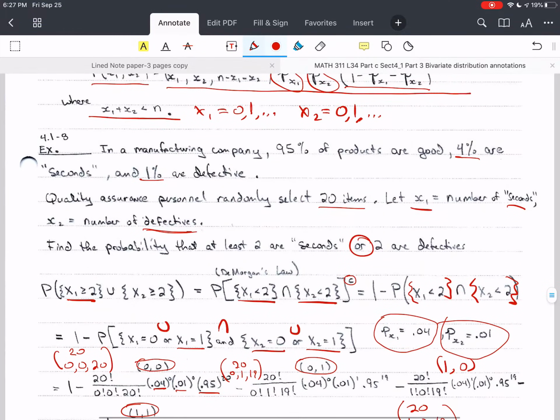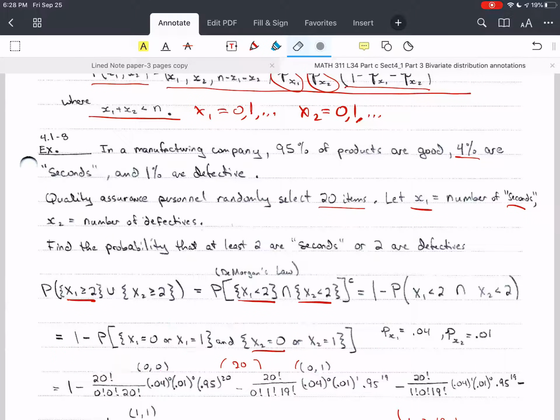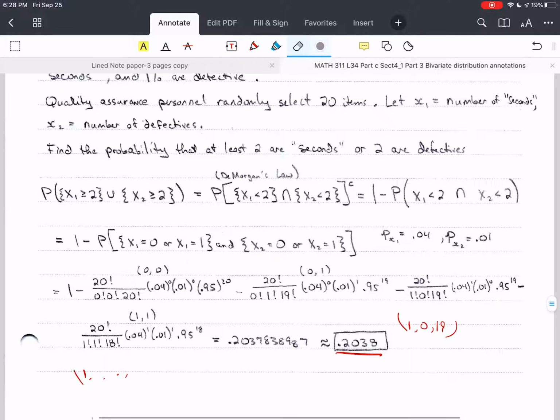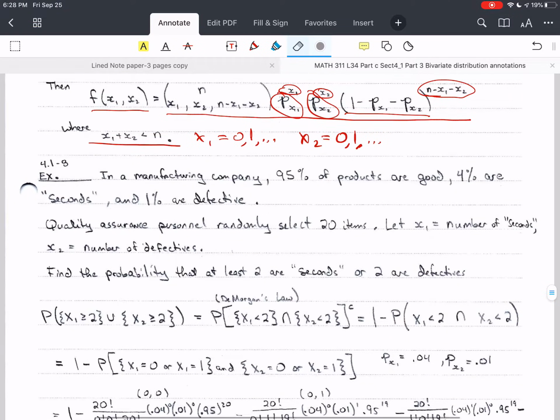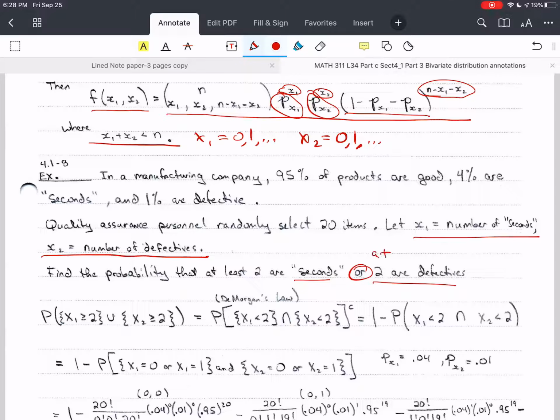Okay, so in a manufacturing company, 95% of the company's products are good. They meet specifications. And 4% are seconds, and 1% are defective. Our quality assurance personnel randomly select 20 items. We're going to let x1 be the number of seconds, x2 the number of defectives. So the rest will be good parts. Find the probability that at least 2 are seconds or at least 2 are defective. So one or the other.